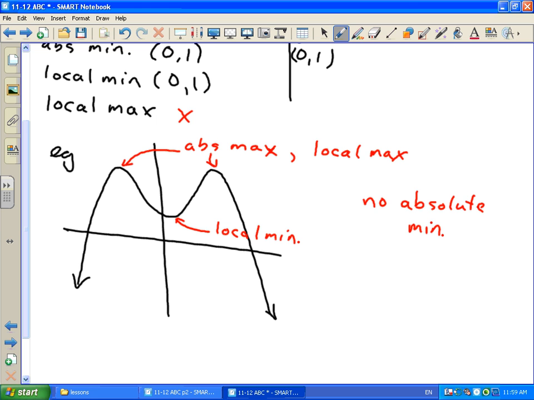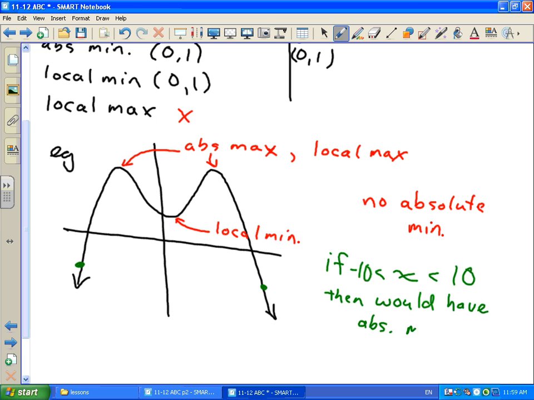Now, what I was saying earlier about if we restrict the domain, let's say I said that this thing is only defined for x between negative 10 and 10. So I said we're going to just chop this thing off here and here. Then all of a sudden, I would have an absolute minimum because I've got my endpoints. So that's absolute maximum and minimum.